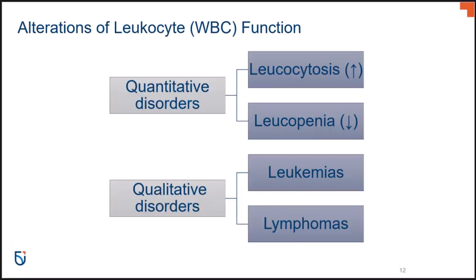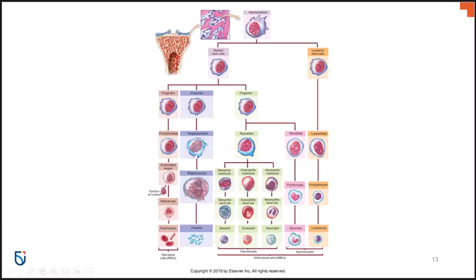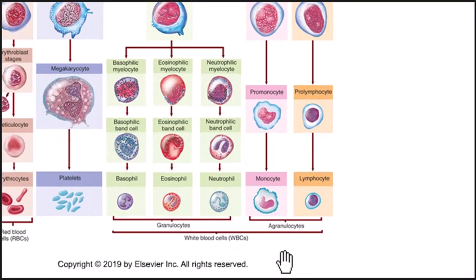Qualitative disorders include leukemia and lymphoma. Before we elaborate on those, I wanted to remind you of our white blood cells. What we have are these 5 main white blood cells here.